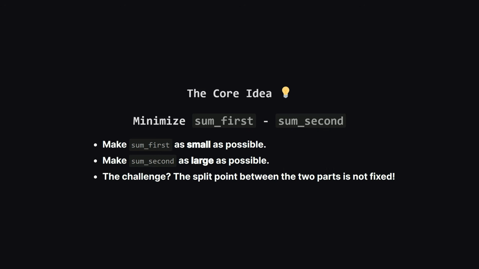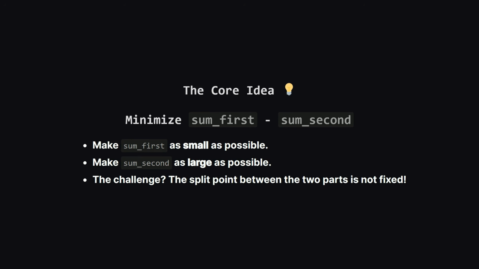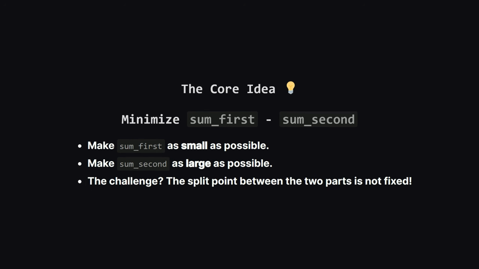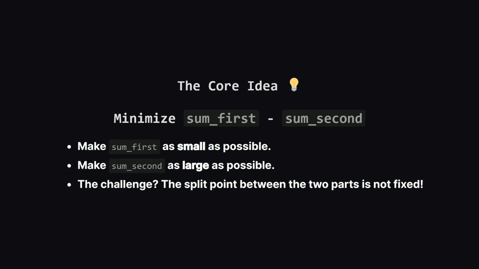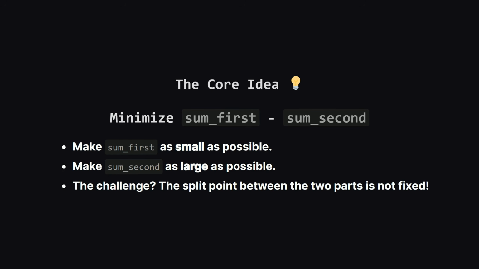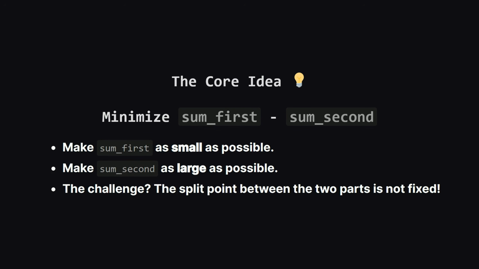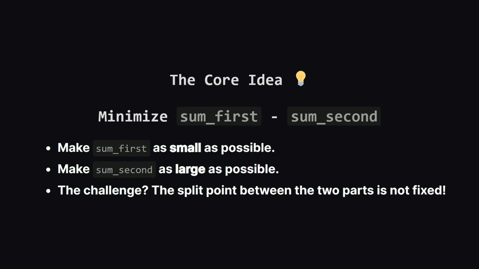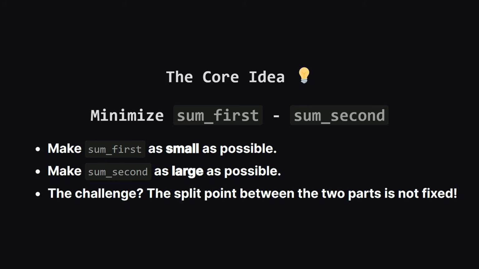So how do we approach this systematically? To get the smallest possible result from a subtraction, you want the first number to be as small as you can get it, and the second number to be as large as you can get it. Here that means we need to choose elements to make the first sum tiny and the second sum huge. The really tricky part is that we don't know where the first part ends and the second part begins. This dividing line could be in many different places.